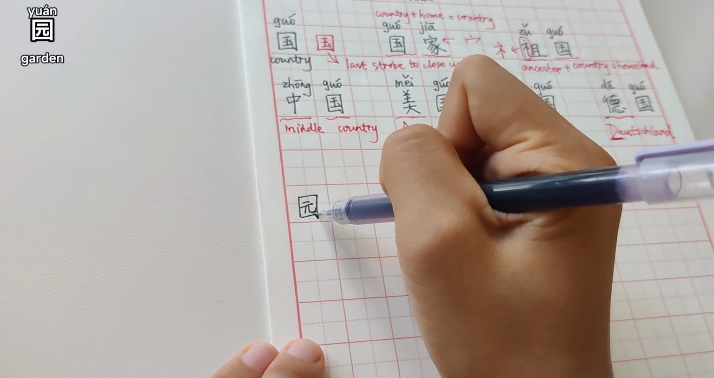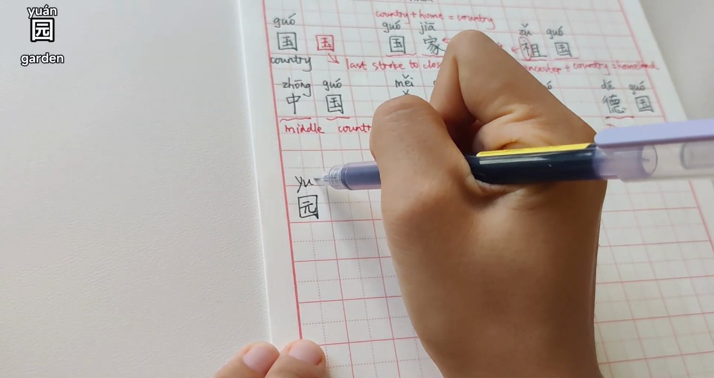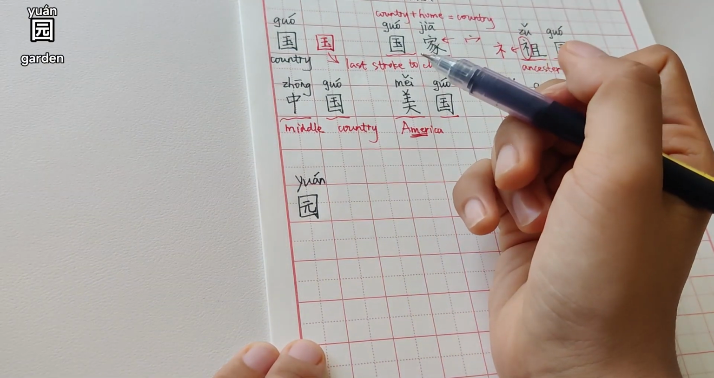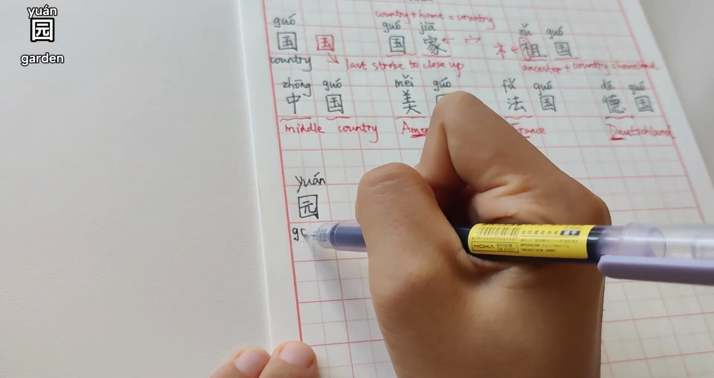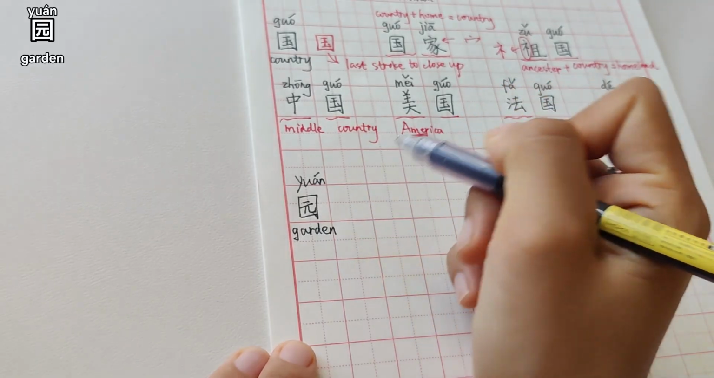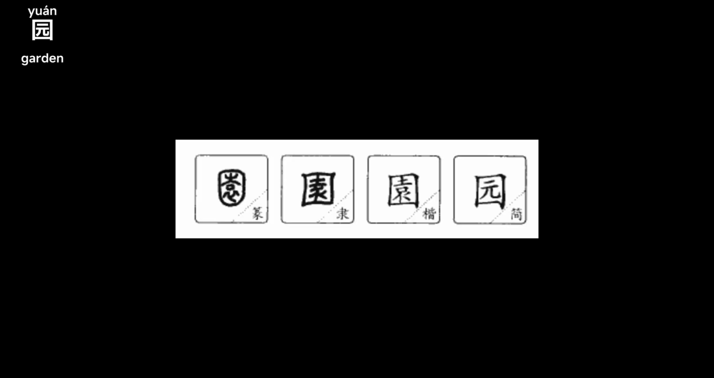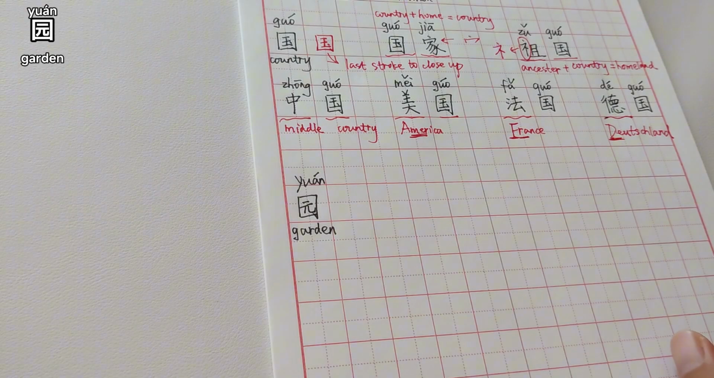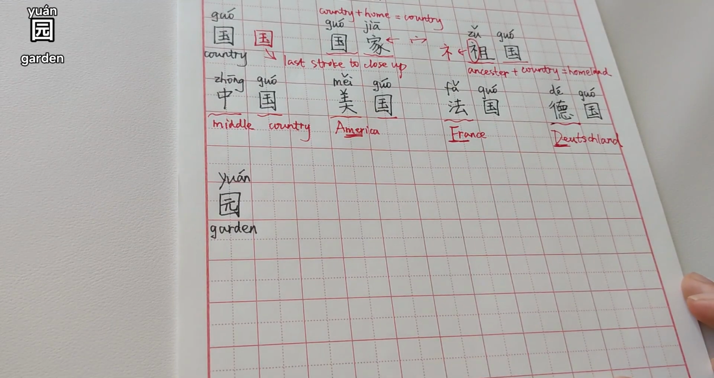Fit in, close up. 园 could mean a garden. And here is the evolution of the characters. It originally refers to a big place to grow fruit and vegetables. Now let's get to some examples with the 园.